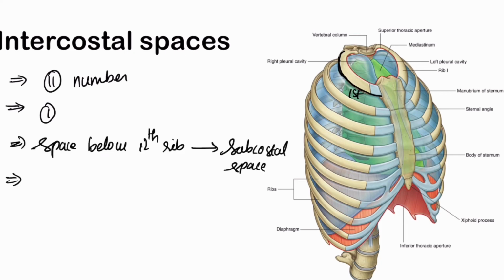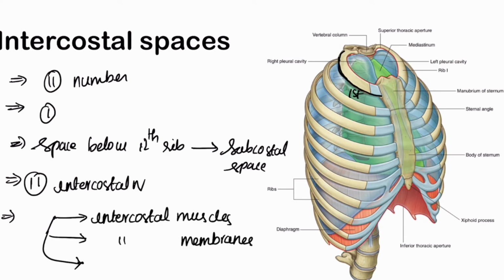As we have 11 intercostal spaces, we have 11 intercostal nerves. In between these intercostal spaces, we have intercostal muscles, intercostal membranes, and the intercostal blood vessels and nerves. That's all about the intercostal spaces.